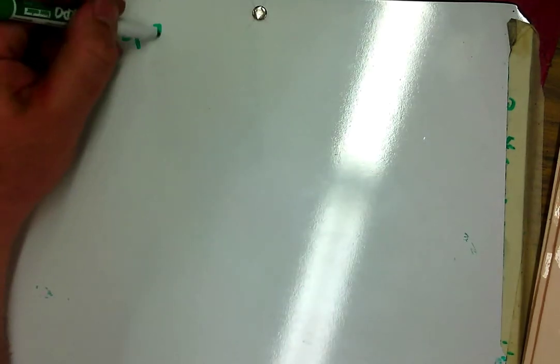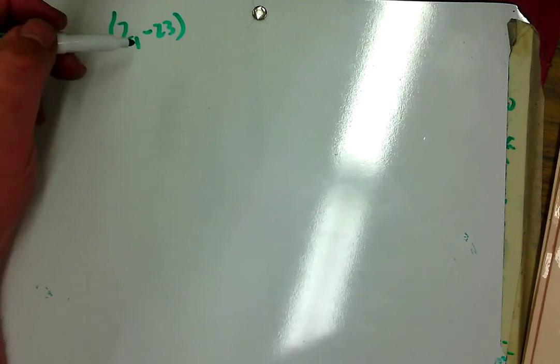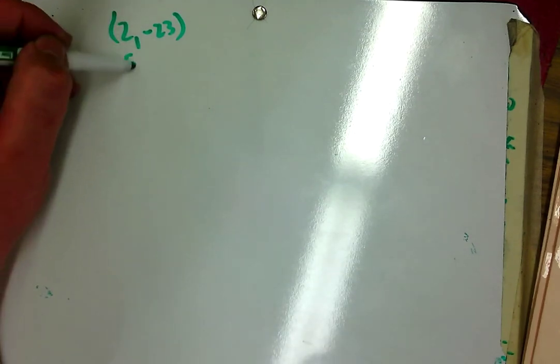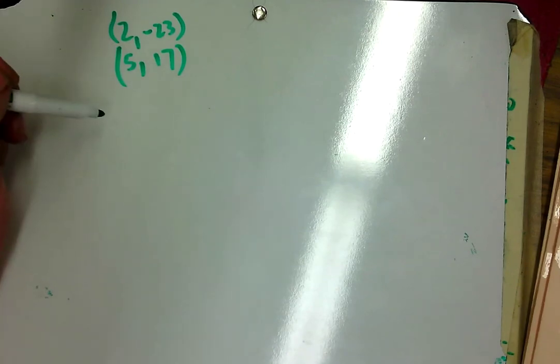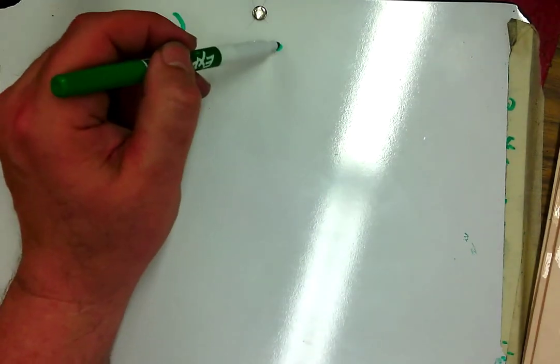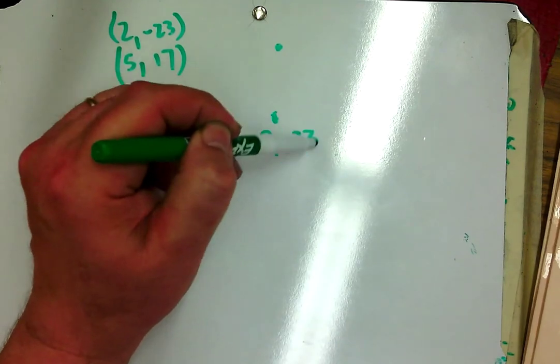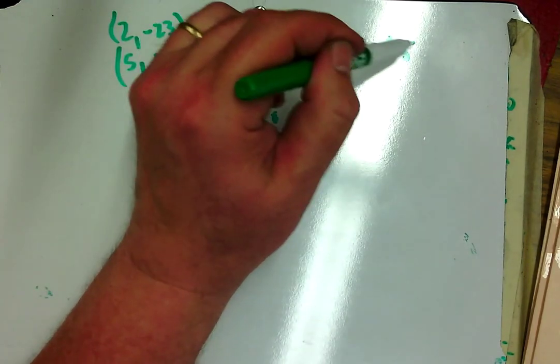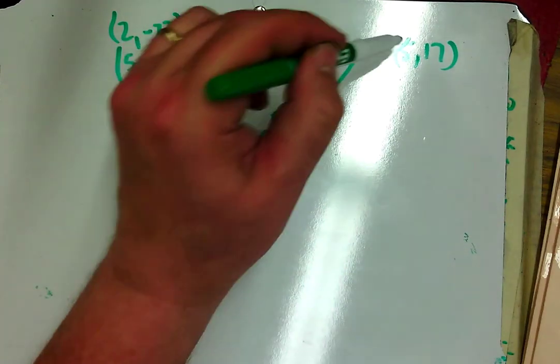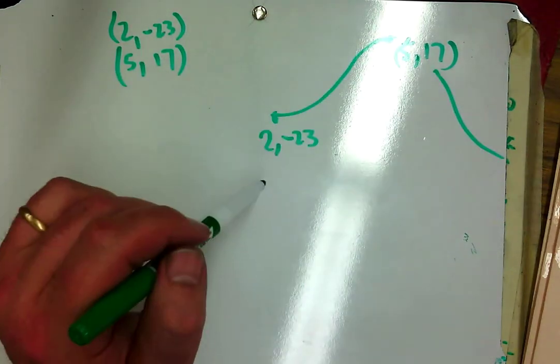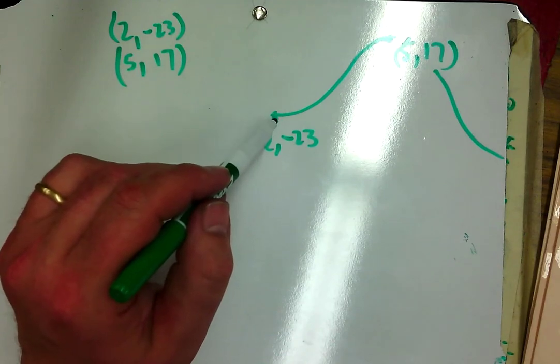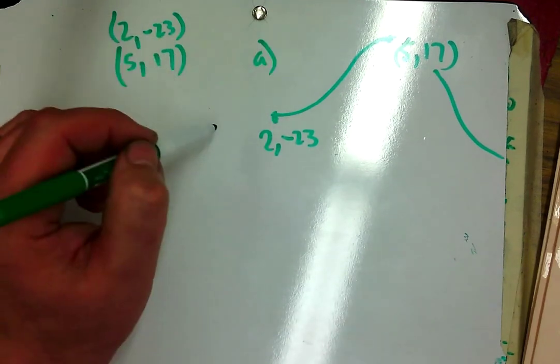Ooh, Tarzan is swinging back and forth. At time equal to 2, Tarzan is at the end of one swing at negative 23, and at time equal to 5, he reaches the other end of the swing at 17. Okay, so it looks like I have a low point at (2, -23) and a high point at (5, 17). So I think this is a negative cosine graph. This is part A, sketch a sinusoid.